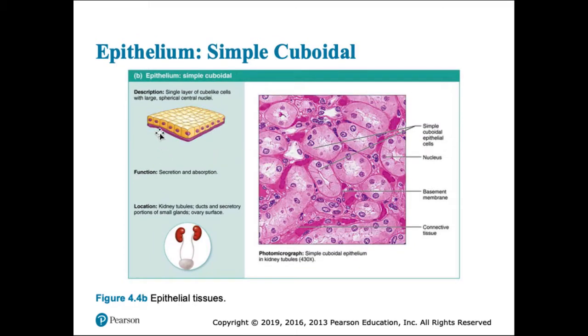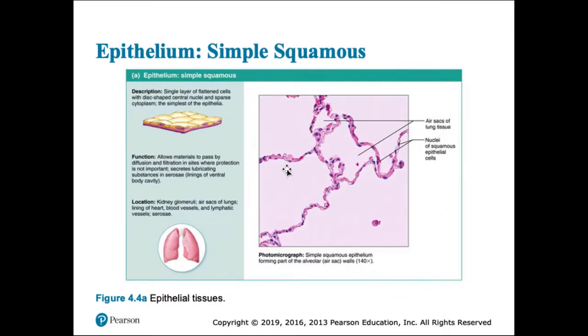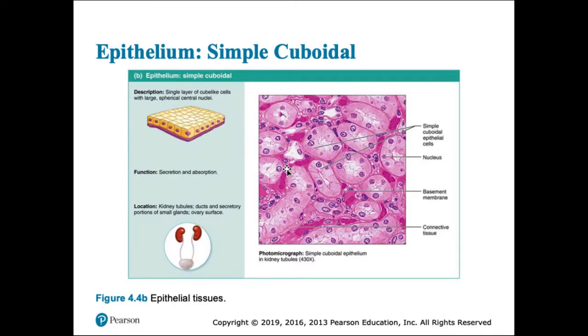You can have simple cuboidal, which last time we just had this flat cell. Now you can have the squares that's just in a single layer. You typically find these in kidney tubules and ducts and small glands, the ovary surface, things like that. And so here you can see this simple cuboidal epithelium, what it looks like under a microscope in the kidney tubules. So it's very interesting looking at the difference. I mean, look at how different those two are, even though the only difference between them is whether one is squamous and one is cuboidal.